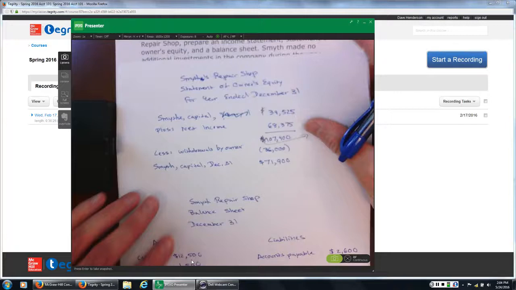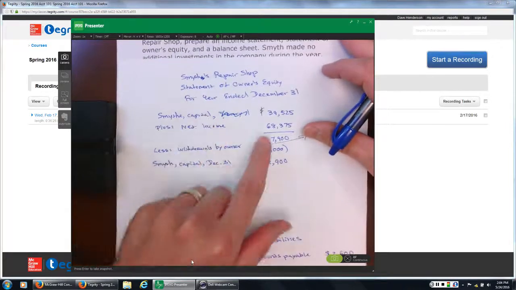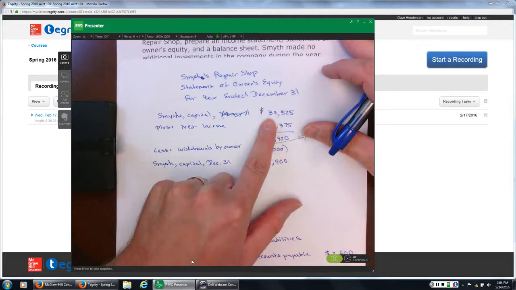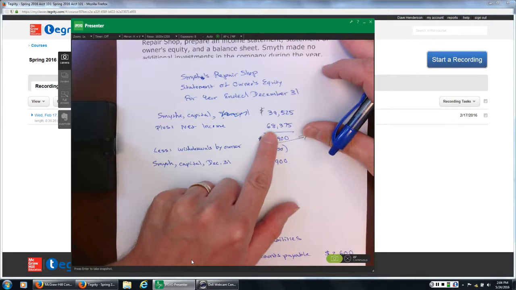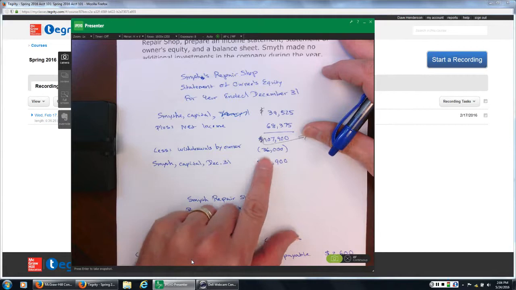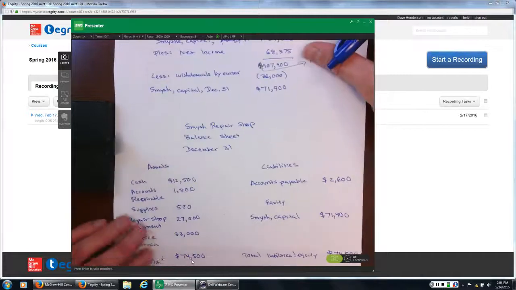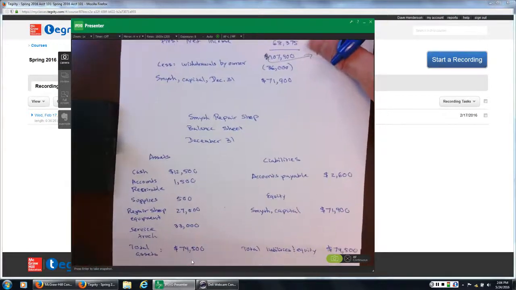I can look over here and I can say, all right, I've got my statement of owner's equity right here. So I've got my Smith Capital 39,525, my net income that I did on my income statement gives me my 107,900 less my withdrawals, gives me capital right here, my ending equity of $71,900.